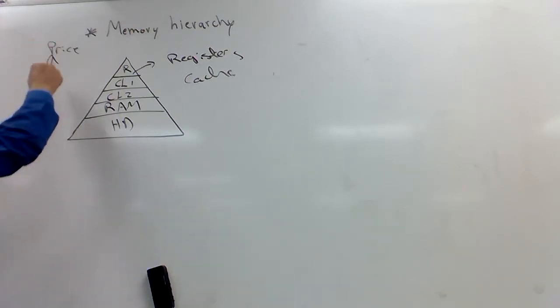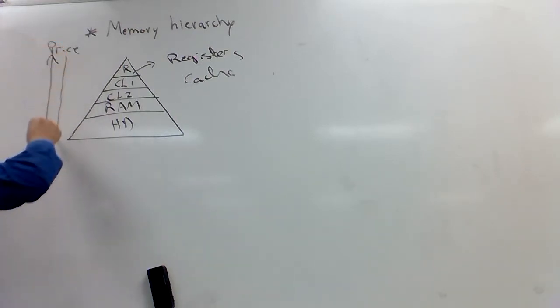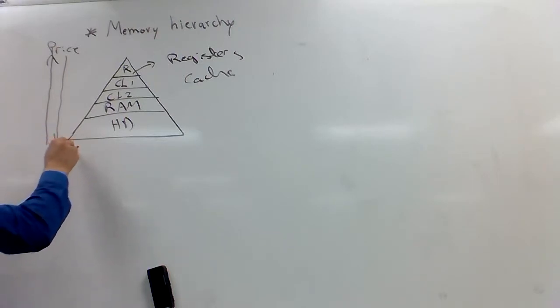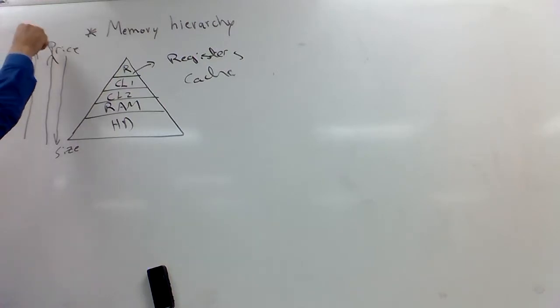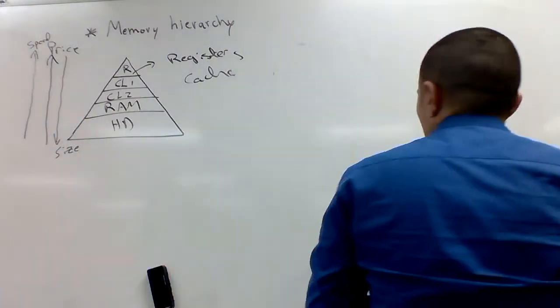So price, size grows this way, and price, size, and speed. The hard drive is slowest, then RAM, and remember, everything that runs on the computer has to run on the RAM, has to go through the RAM. Anything has to run through RAM. Can you run it from the hard drive? No, you can, but there's a new technology.